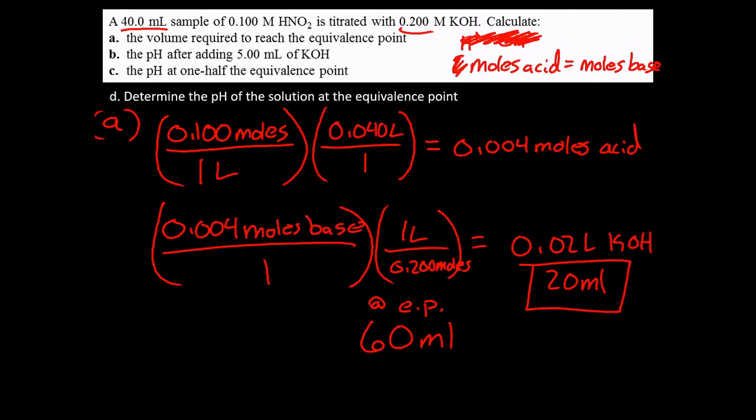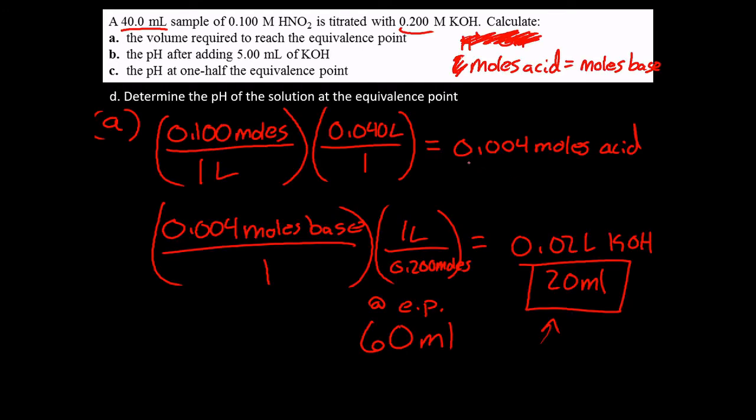We know we've added 5 mils of the KOH, so the question becomes, have we reached the equivalence point yet? Well, thankfully, in part A, we figured out that we needed to add 20 mils to get to the equivalence point, so the answer is no. We are not at the equivalence point yet, which means we are in the buffer region, where the titration is acting like a buffer. So we need to figure out the concentration of our acid and the concentration of our base, and plug those into the Henderson-Hasselbalch.